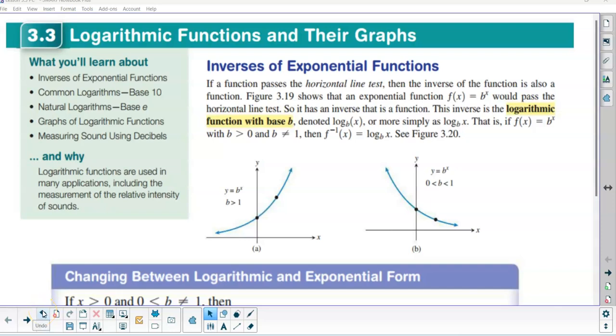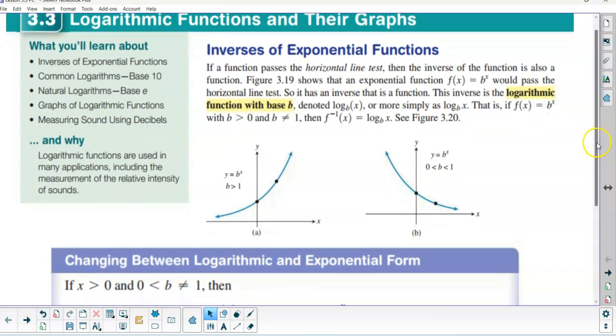Lesson 3 of Chapter 3 is on logarithmic functions and, of course, their graphs. So we've been talking about exponential functions, and if you take a look right here, we have an exponential growth function. And we know it's exponential growth because it's going up and to the right, and every exponential growth function has a base value that is greater than 1.